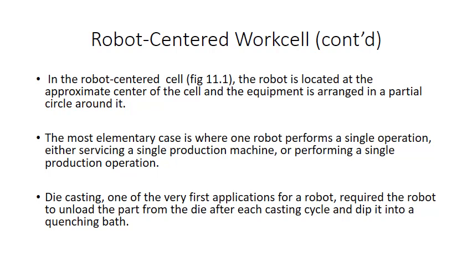The most elementary case is where one robo performs a single operation, either servicing a single production machine or performing a single production operation. Die casting, one of the very first applications for a robo, required the robo to unload the part from the die after each casting cycle and dip it into a quenching bath.